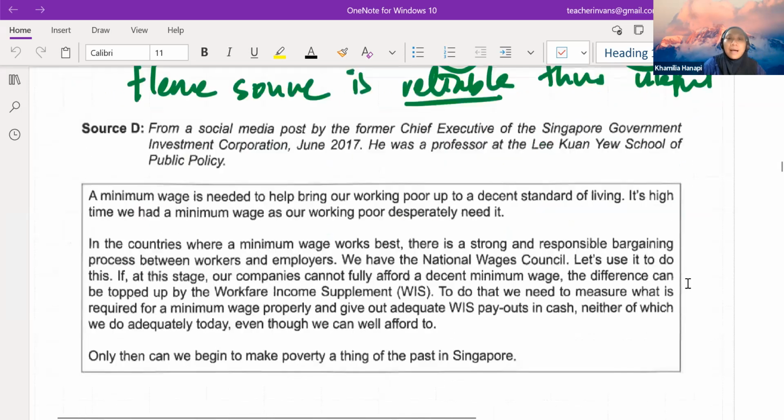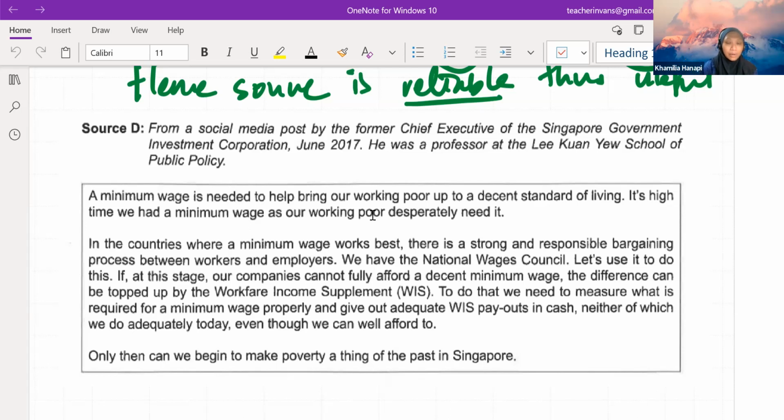So this is by a former chief executive of the Singapore government. He was, sorry, a professor at the Lee Kuan Yew School of Public Policy. Now, a minimum wage is needed to help bring our working poor up to a decent standard of living. It is high time. So Singapore doesn't have a minimum wage. Okay, Singapore at this time when they did the source, they didn't have a minimum wage. Of course, now the Singapore government has adopted a minimum wage for the lower income family or the lower SES families. That means there is a certain amount of money that employers need to pay workers.